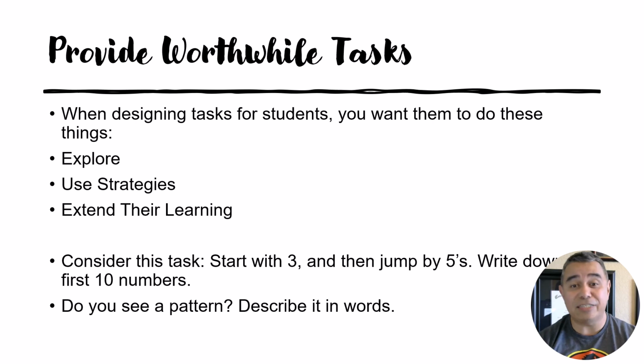So you can get kids to start doing things, because they should be able to, depending on the grade level. Start with 3, jump by 5s. They should be able to see what pattern's there. And then if you change it, it's like, okay, does the pattern truly change if you change the starting number, or if you jump by 4s or by 6s? So that's definitely something that you want to consider.